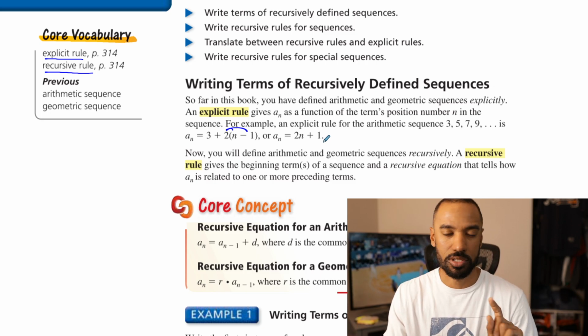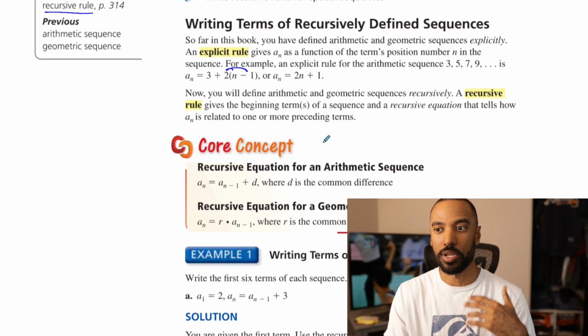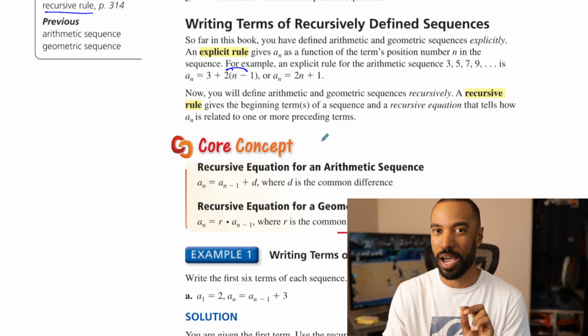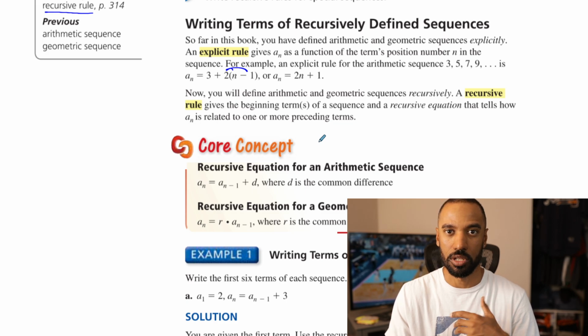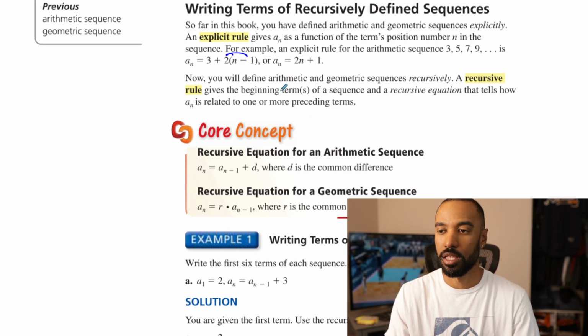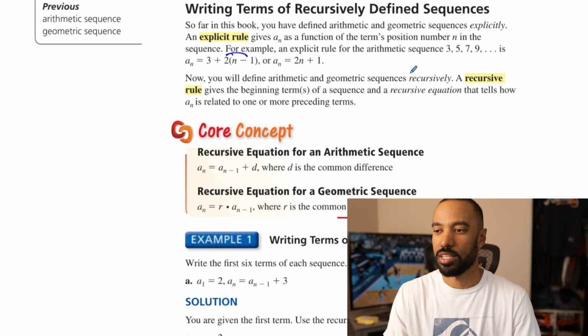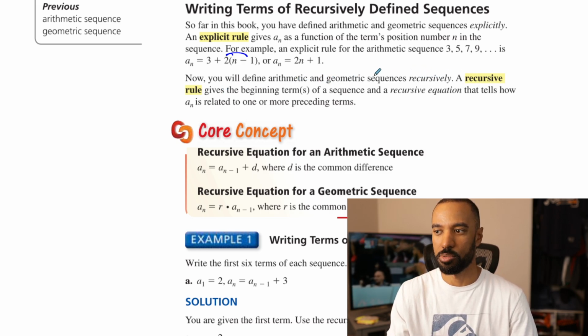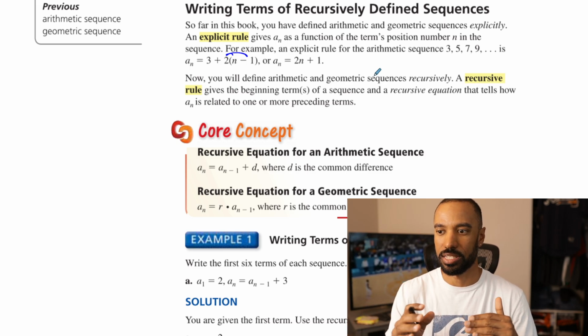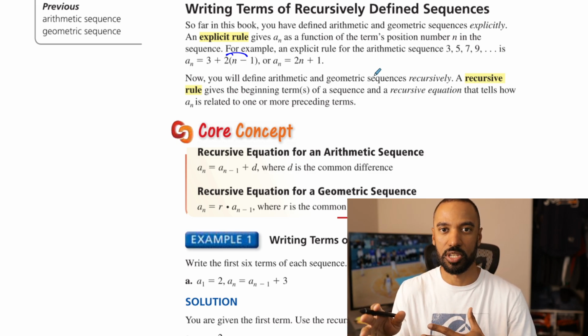Now, recursive rules are good for something else, or at least recursive thought, which is, like I said, what you guys probably almost always do. And when I say you guys, I mean everybody. I don't mean just you, me, whatever. Everybody thinks this way. You will define arithmetic and geometric sequences recursively. A recursive rule gives the beginning term or terms of a sequence and a recursive equation that tells how it's related to one or more preceding terms.